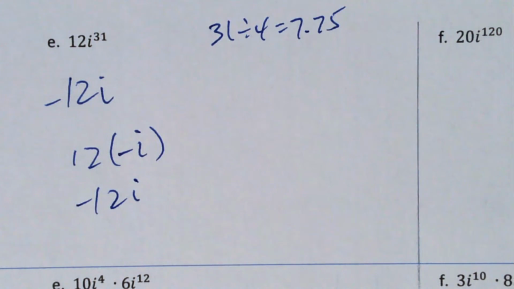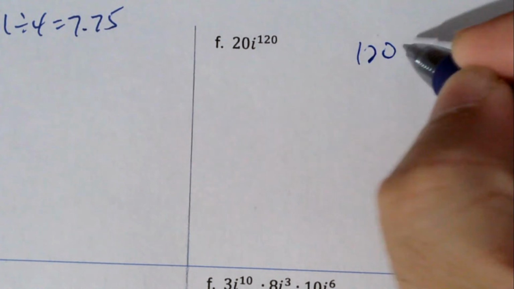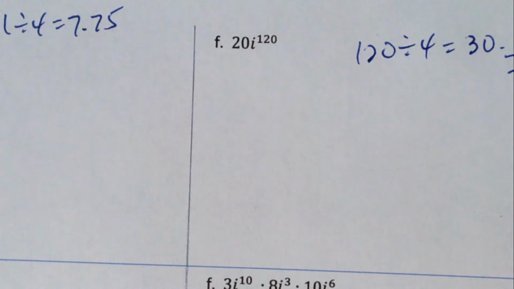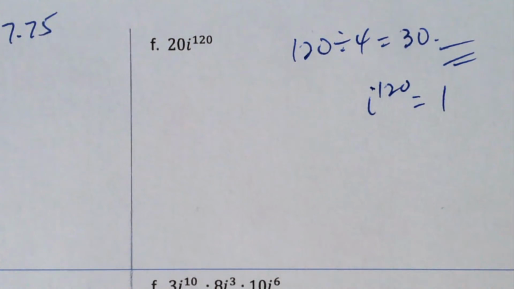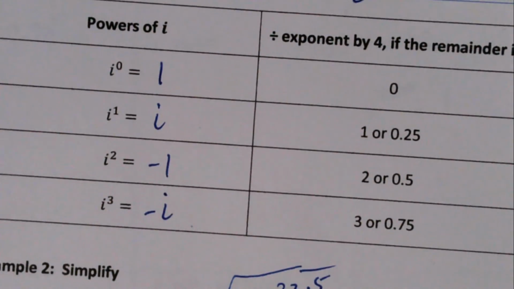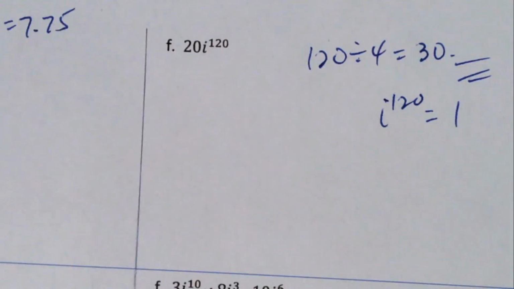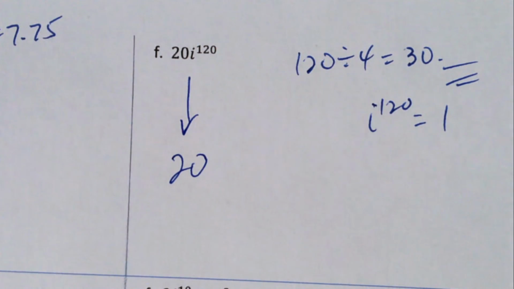All right, F, do the same thing. I to the 120. 120 divided by 4 is 30, meaning there is no remainder, so it's gone, right? I to the 120 is equal to 1. Remember, when there's no decimal part, it's just 1. The exponent is a multiple of 4. So I to the 120 is equal to 1. So the final answer is just 20, because 20 times 1 is 20.